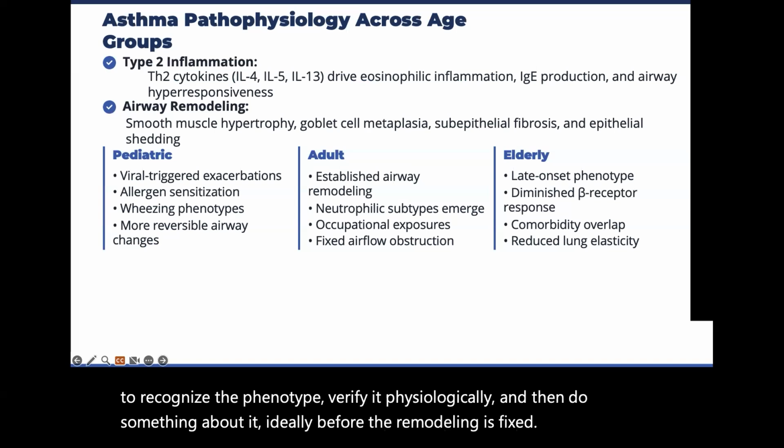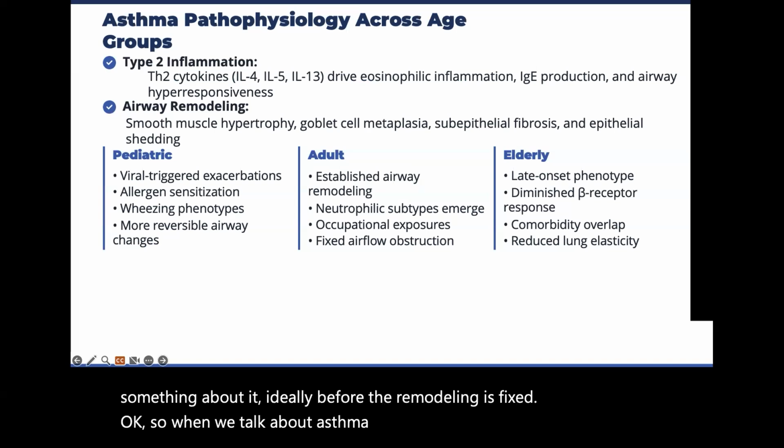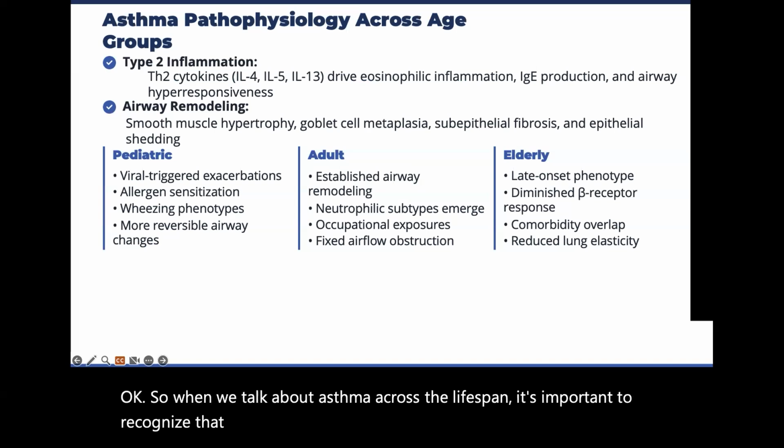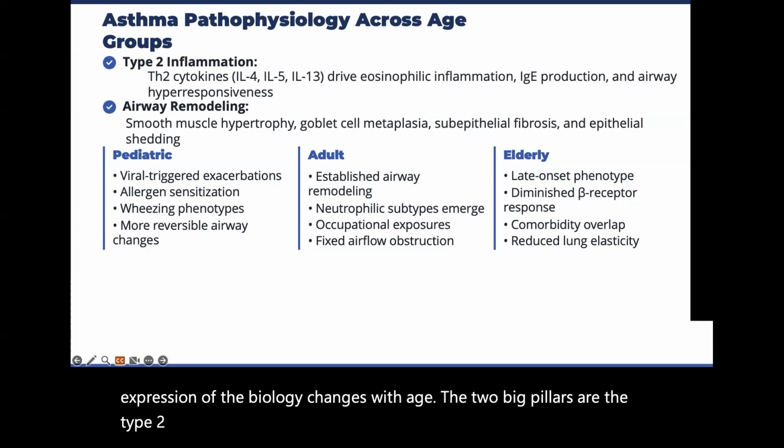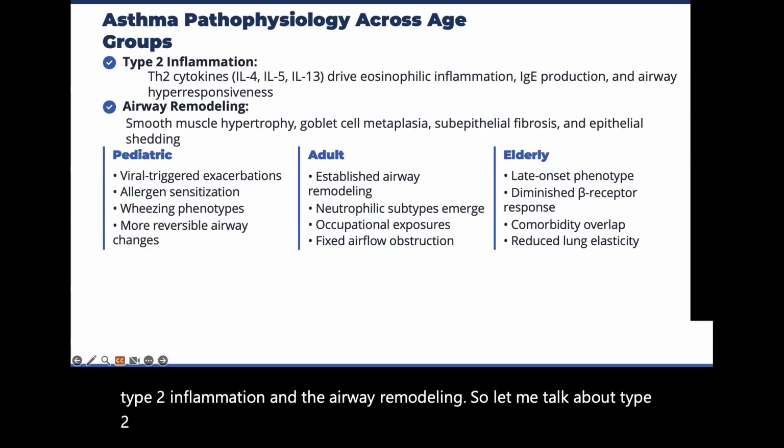Okay, so when we talk about asthma across the lifespan, it's important to recognize that the underlying biology basically remains the same, but the expression of the biology changes with age. The two big pillars are the type 2 inflammation and the airway remodeling. So let me talk about type 2 inflammation.